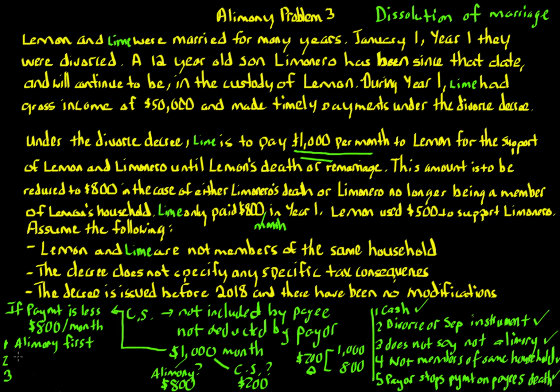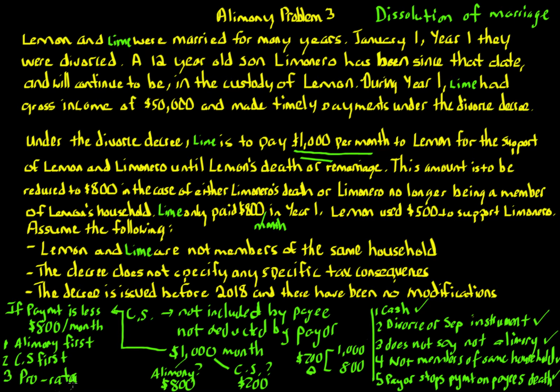The second option is child support first. This is not good for the payor, Lime here, because the child support portion is not deductible, but the alimony, which is after that, is. And then finally, some pro rata portion. Maybe we take 800 over 1,000, which is 80%, and then we take 80% of 800, which is 640, and 80% times 200 is 160. Are we going to do some pro rata portion where we break it up based on the percentage? So those are really our three options.